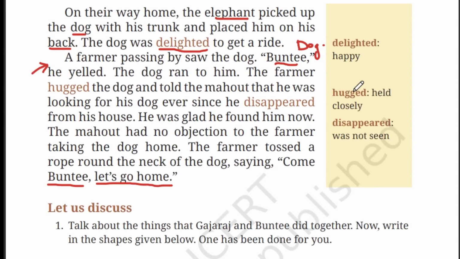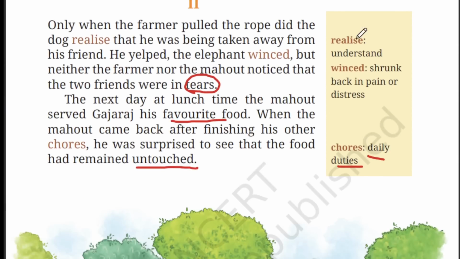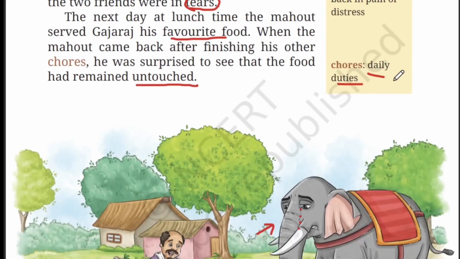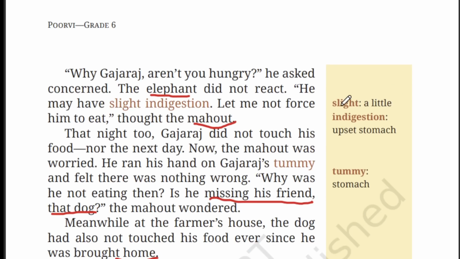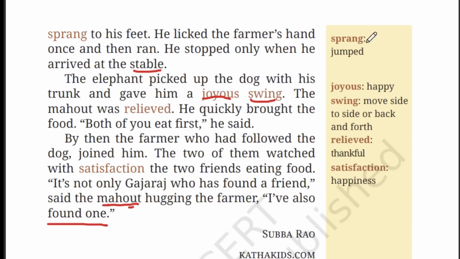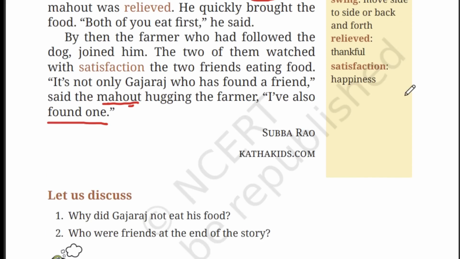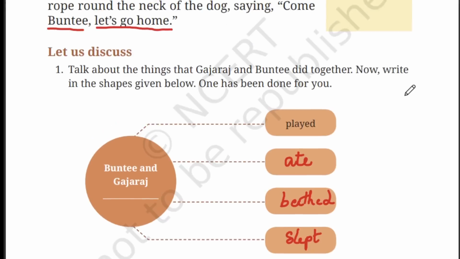Delighted, happy. Hugged, held closely. Disappeared, was not seen. Realize, understand. Winced, shrunk back in pain or distress. Chore, daily duties. Slight, a little. Slight means a little. Indigestion, stomach upset or upset stomach. Tummy means stomach, we know that, right? So sprang, jumped. Joyous, happy. Swing, move side to side or back and forth. Relieved, thankful. Satisfaction, happiness.